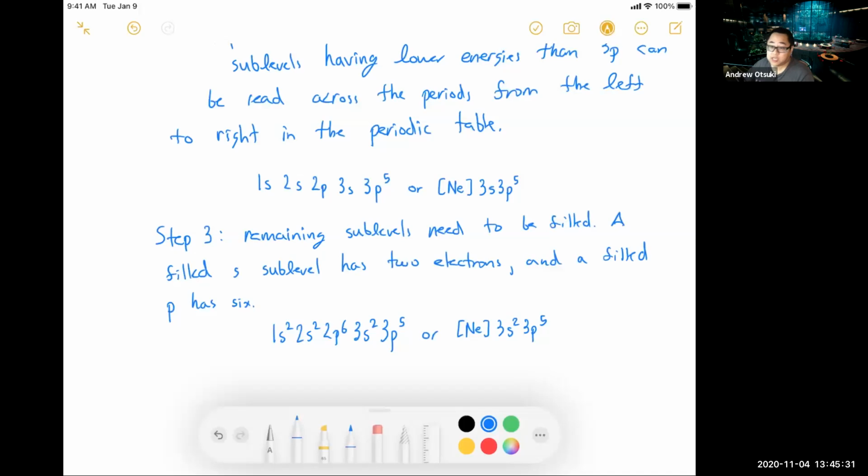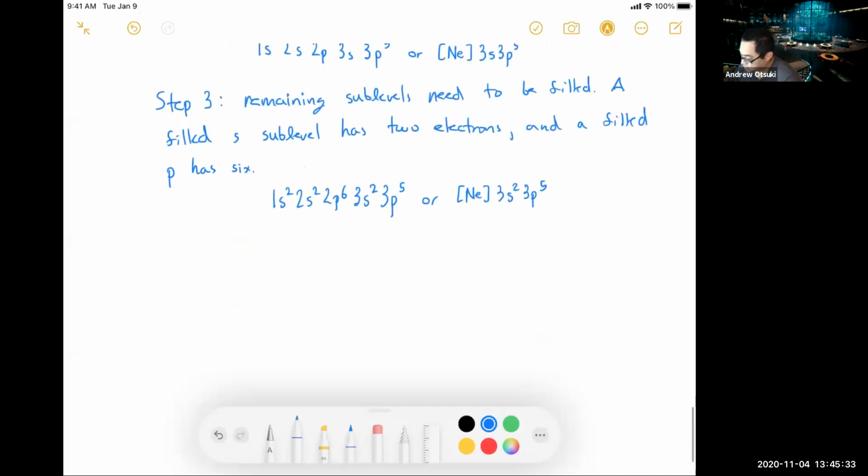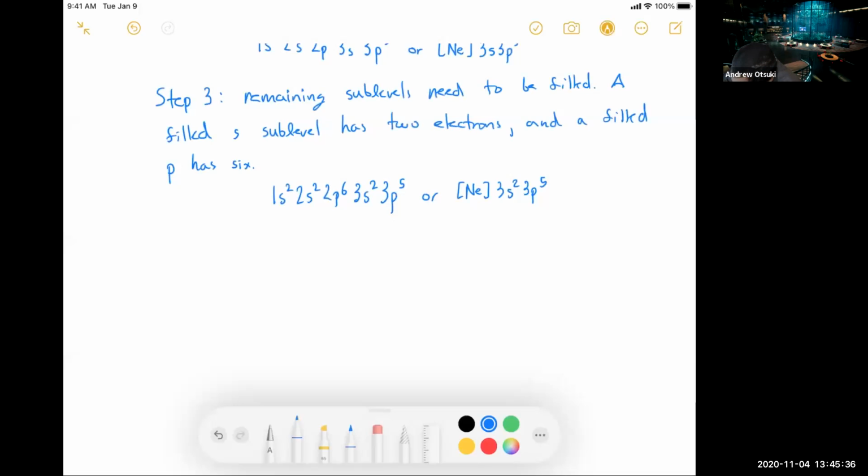So step 4, let's check that our electrons equal our atomic number. You simply count the superscripts in your electron configuration: 2 plus 2 plus 6 plus 2 plus 5. It may be helpful to write that fully out so you can check, but you don't have to. So that's 4, 10, 17. That is 17, which equals our atomic number. So it's a good check. You're good to go.